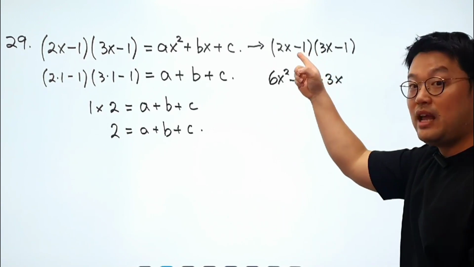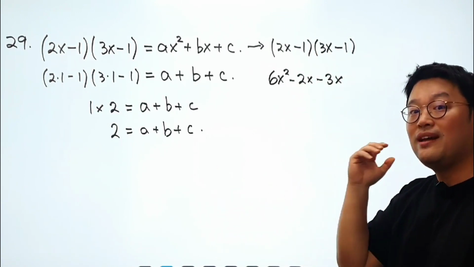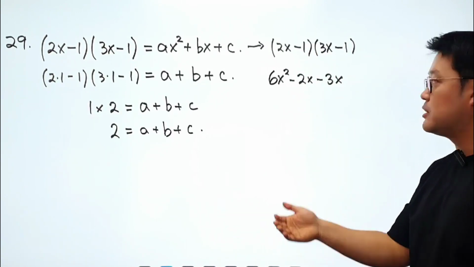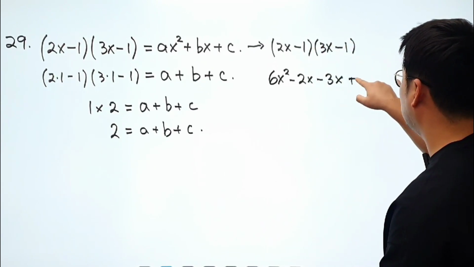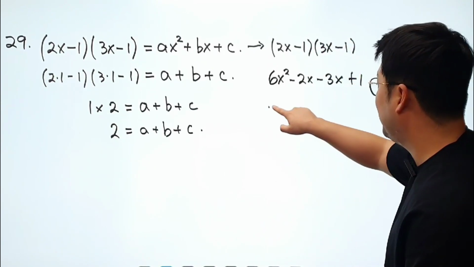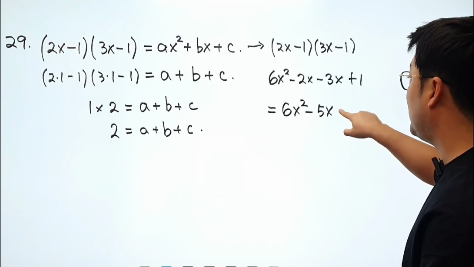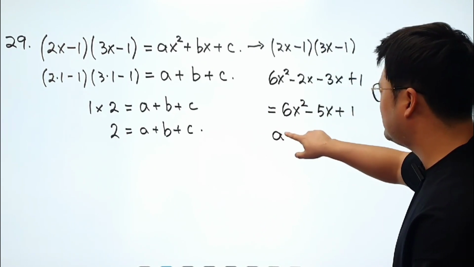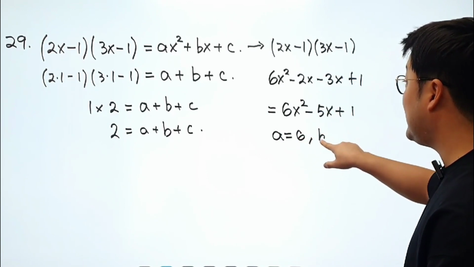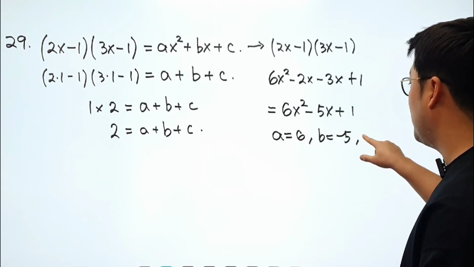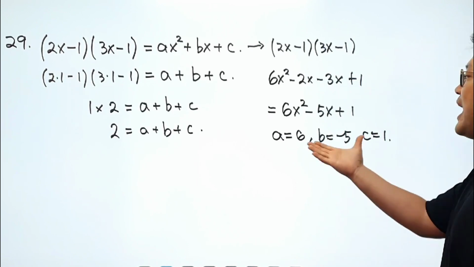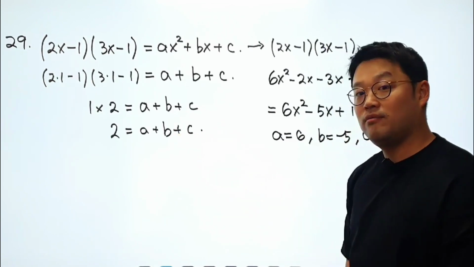And what happens if I multiply negative 1 by negative 1, which corresponds to the last terms? So negative 1 times negative 1 becomes positive 1, and we get 6 times x squared minus 5x plus 1. So what's A? A is supposed to be 6. What's B? It's supposed to be negative 5. What about C? Equals 1. So if you add all these values, we end up getting 2.